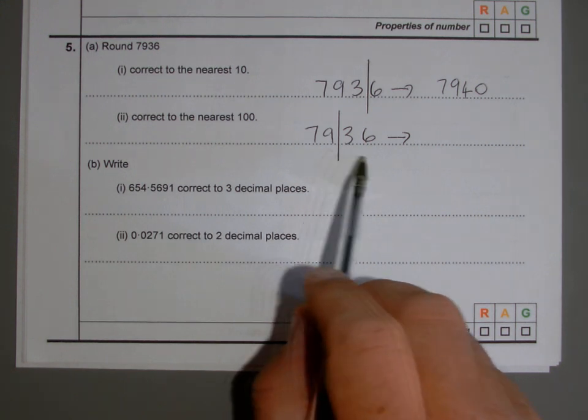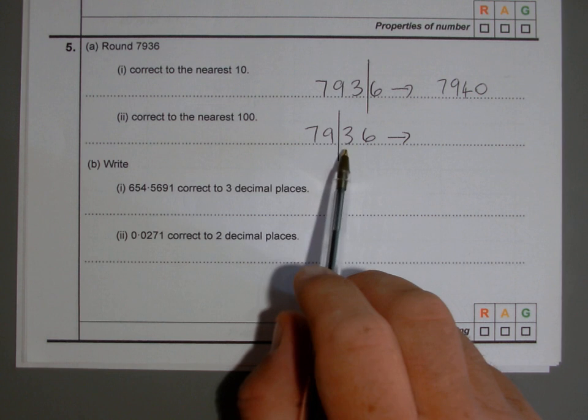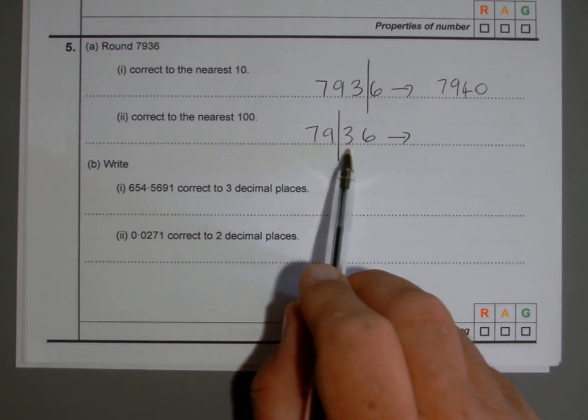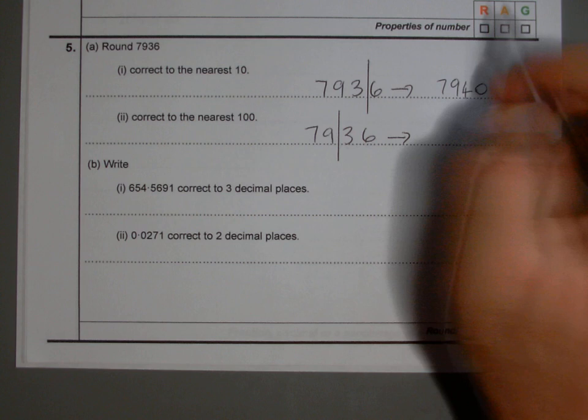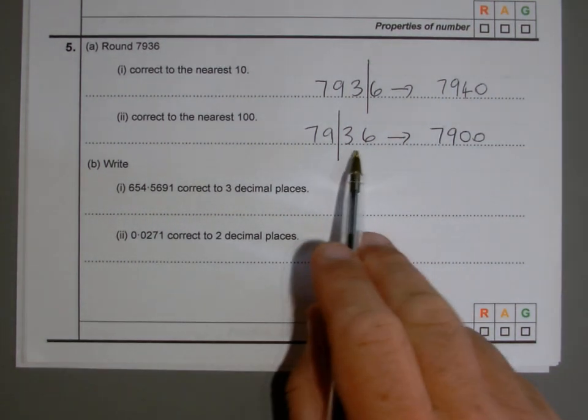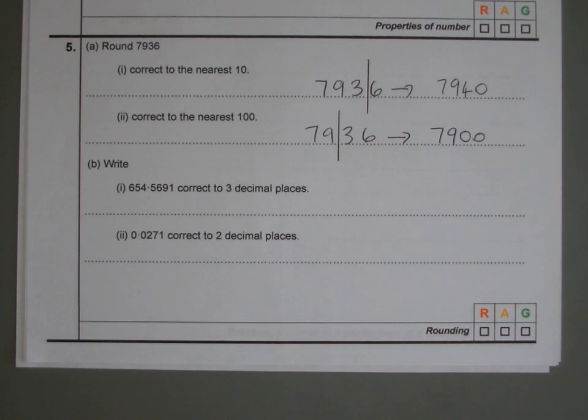Which would then take me to 8,000, wouldn't it? But what you do is check that next number after that line that's been drawn. And of course, in this case, because it's less than a 5, I'm going to round it down. So this will be closer to 7,900. Think about it, because it's only 36, it is closer to 7,900 than the next 100, which would be 8,000.